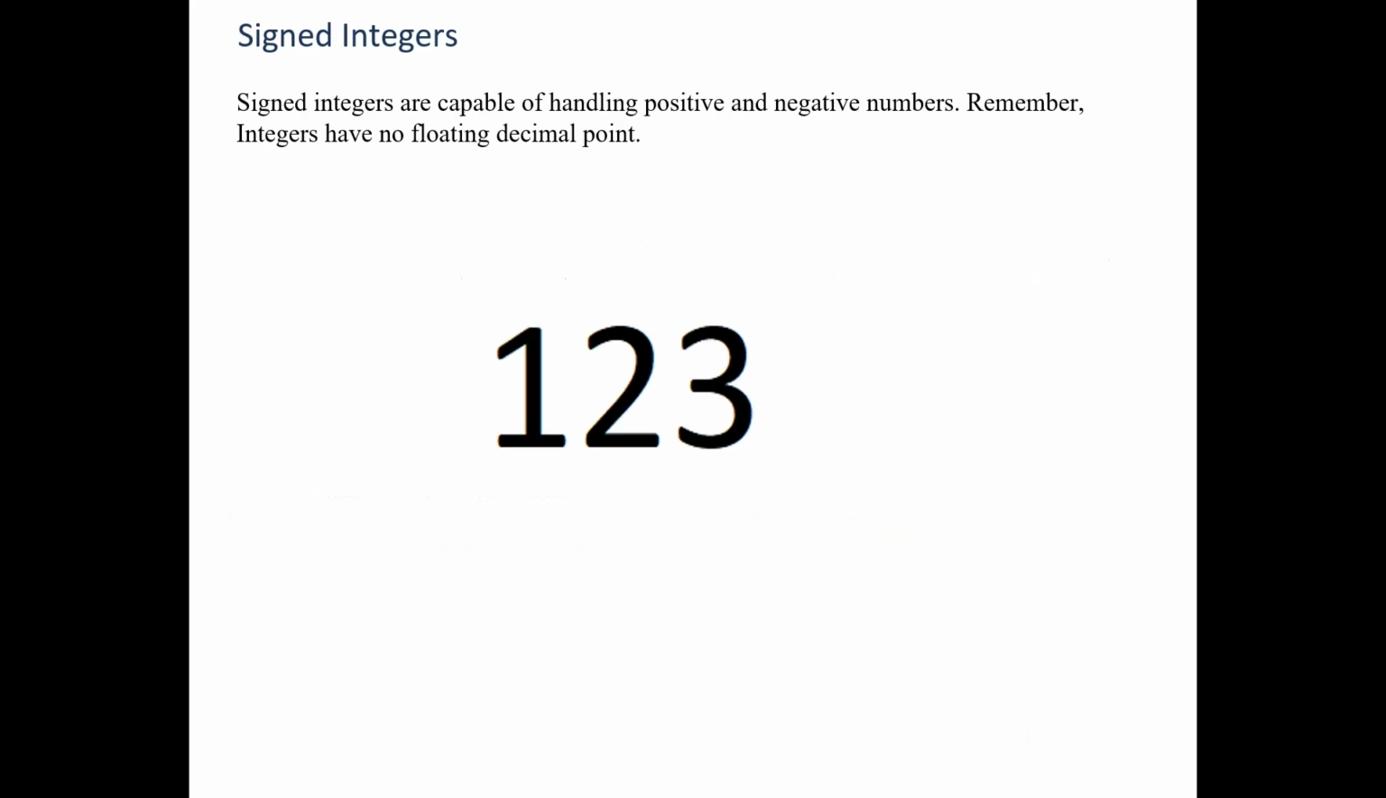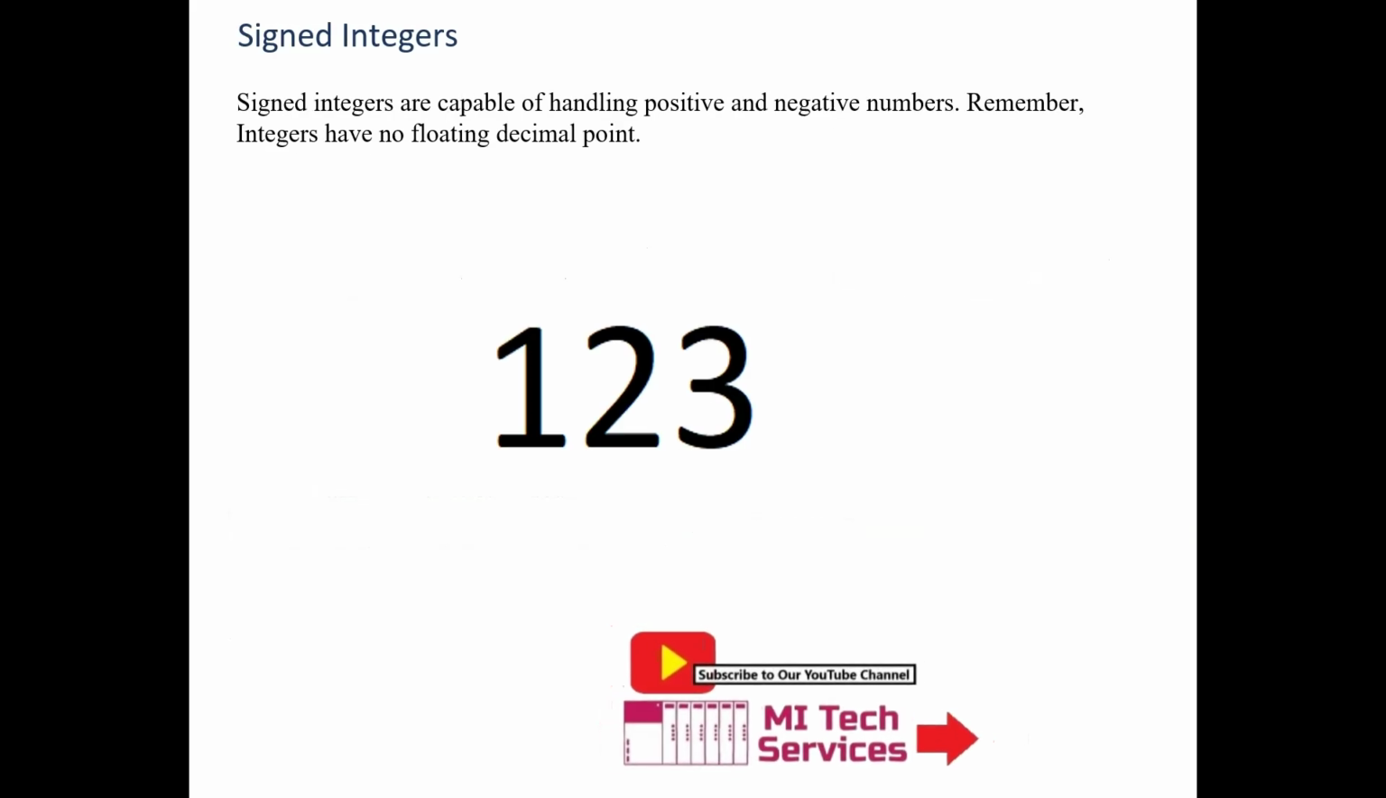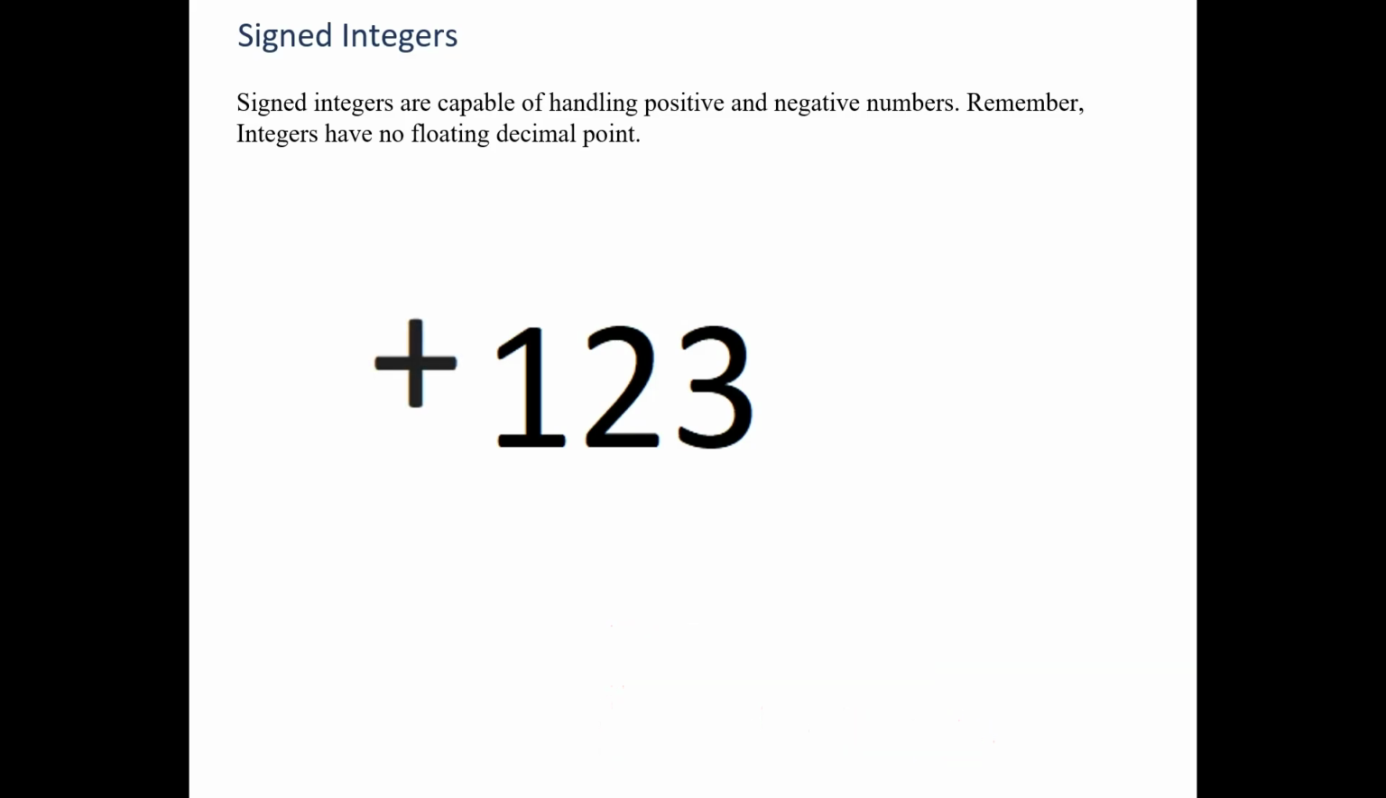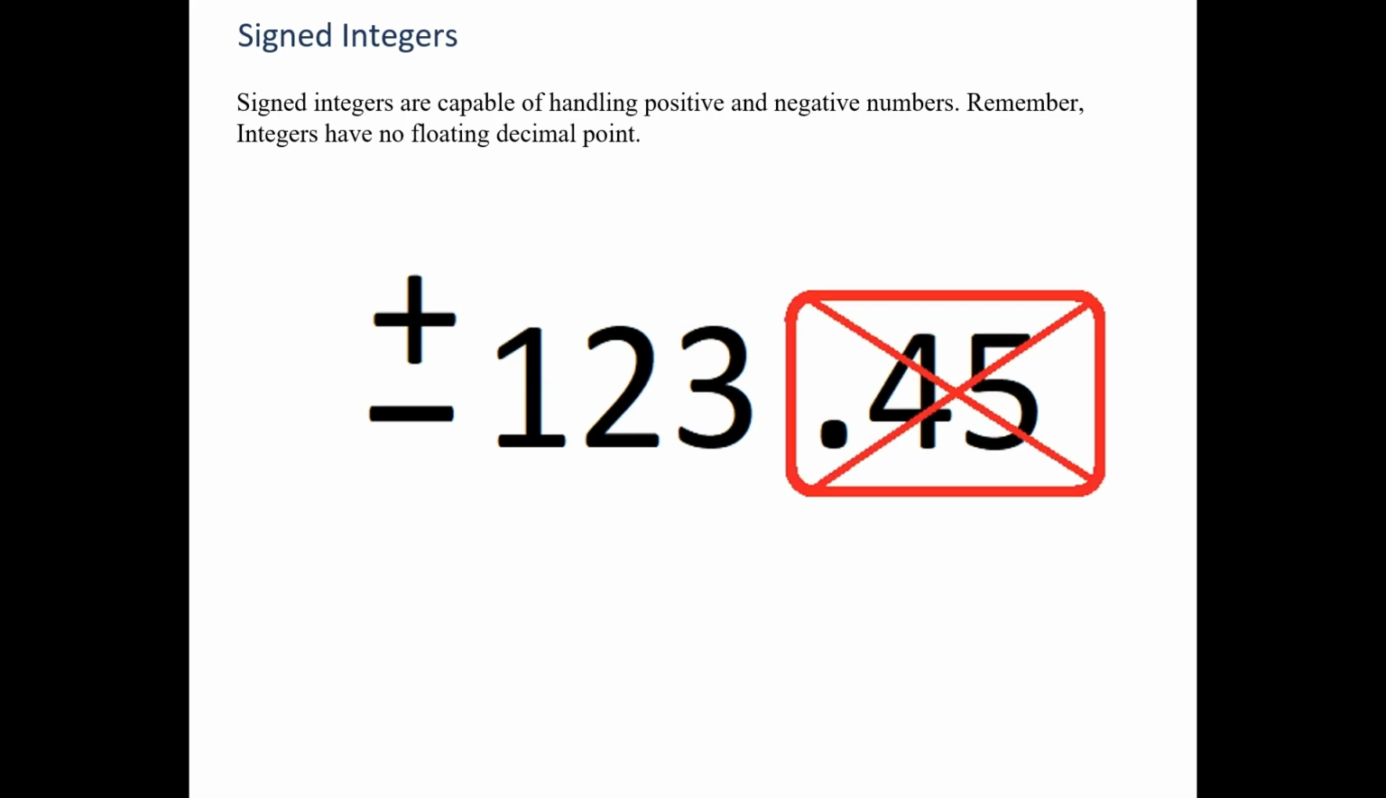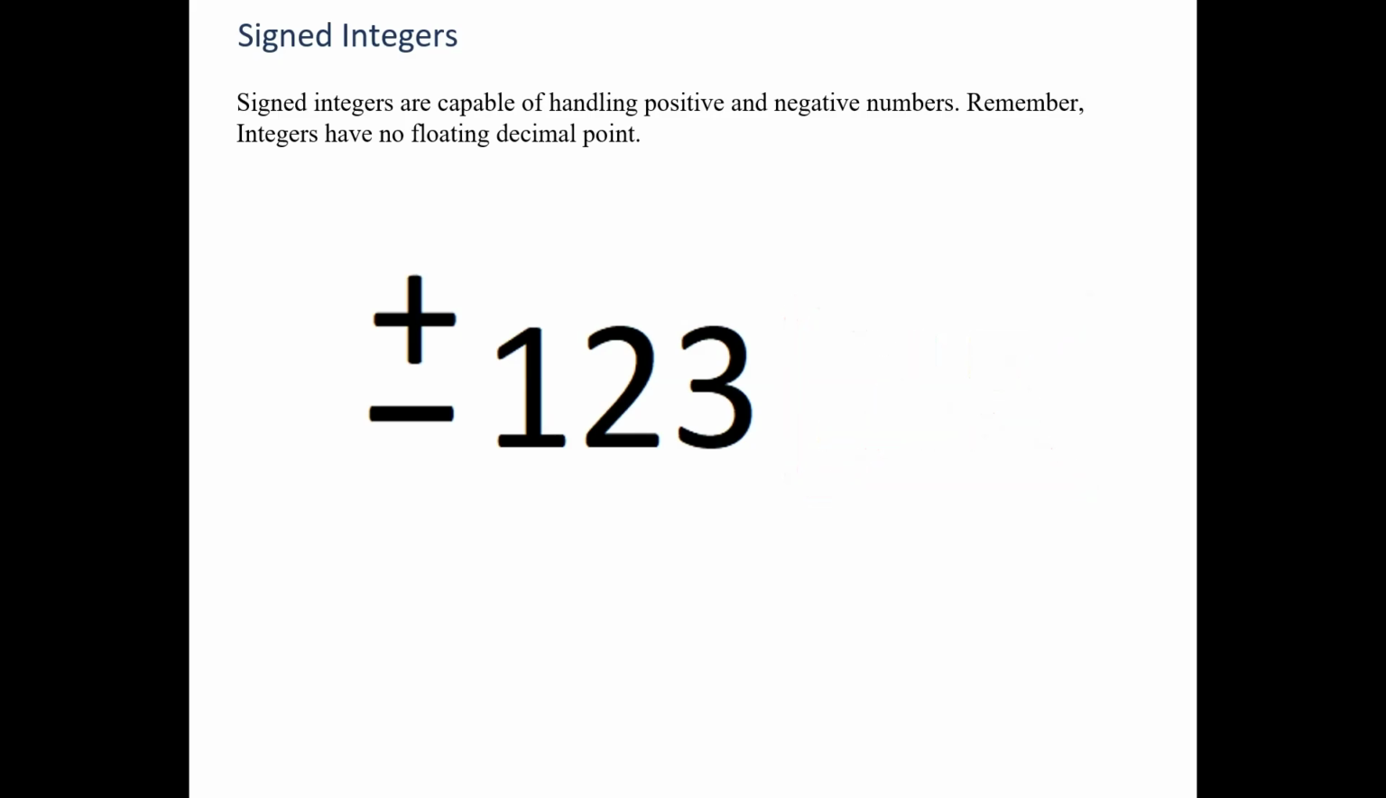But what if we need to work with positive and negative numbers? We have a data type for that, called the signed integer. The signed integers are capable of handling positive and negative numbers. They will extend below 0 into negative values. But remember, integers do not work with fractional values. They have no floating decimal point.